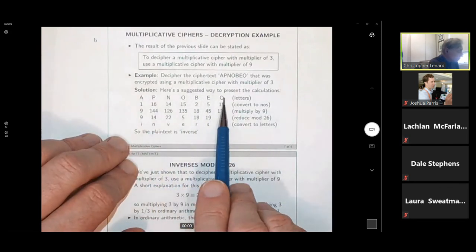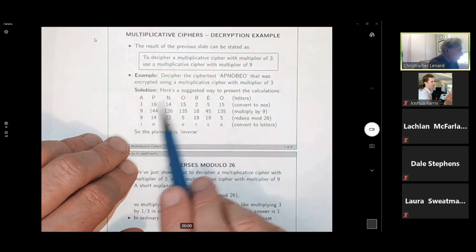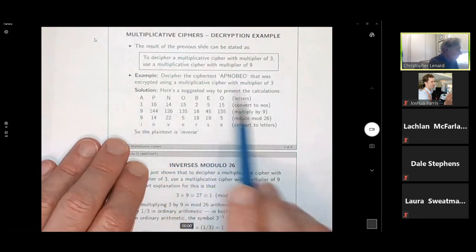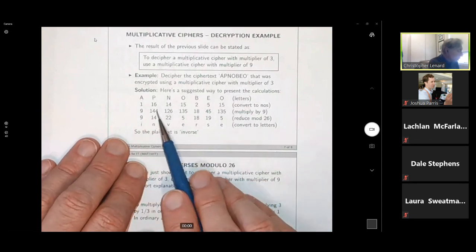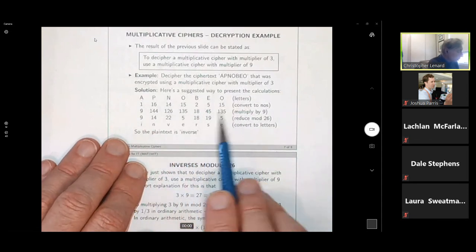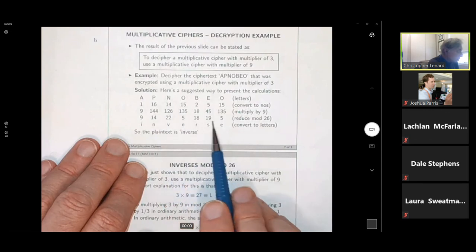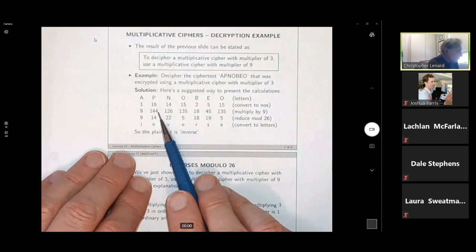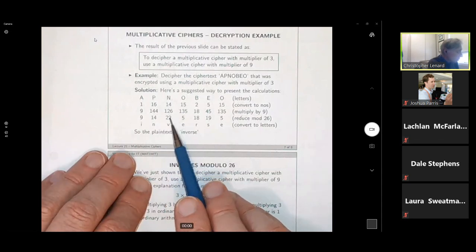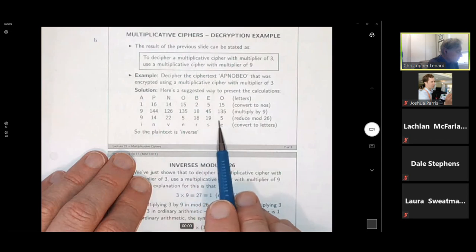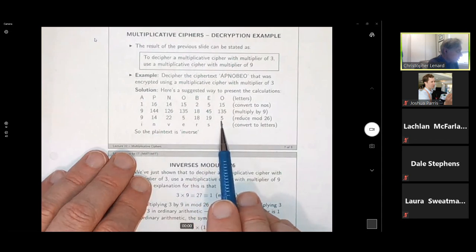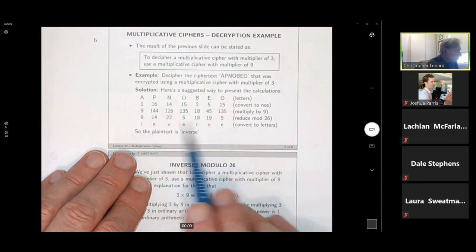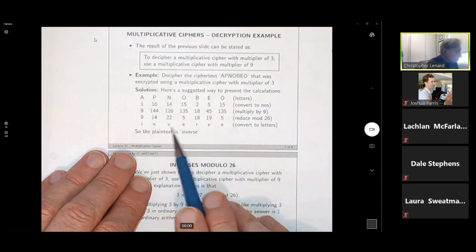Write down the ciphertext, convert to their number equivalents, multiply by 9. We go through all that. Reduce each one of these mod 26. The hardest one's going to be 144. So there's a bit of work involved, but you get these numbers reduced mod 26, and then the 9th letter is I, the 14th letter is N, etc. And the plain text was the word inverse.